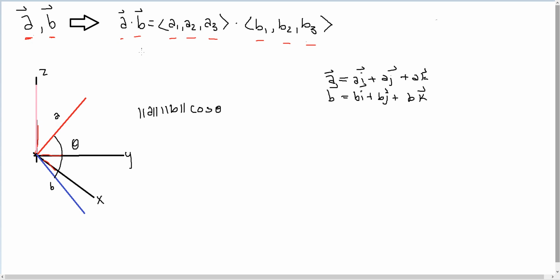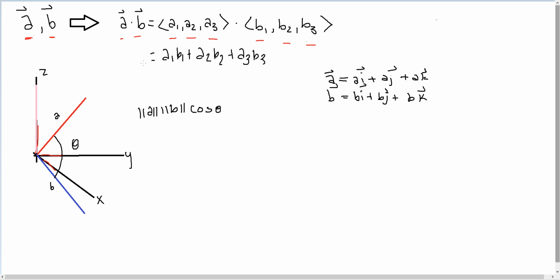And that actually makes sense because when we look at our actual equation for the dot product, we get something that looks like A1 B1 plus A2 B2 plus A3 B3. What that says is that the I components multiplied together plus the J components multiplied together plus the K components multiplied together will give us the scalar product, or a singular number, of the two vectors.